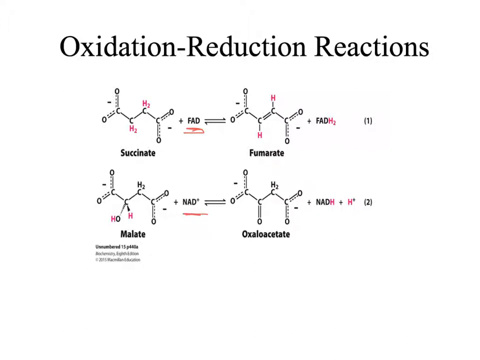So remember that in redox reactions, one substance is oxidized and loses its electrons, the other is reduced and gains the electrons. So remember that the FAD and the NAD plus, these are going to take the electrons in addition to hydrogen, but they're gaining the electrons, and the other substance, whether it be succinate or malate here, is going to lose the electrons and transfer it to that electron carrier. And we've already seen why these electron carriers are important.